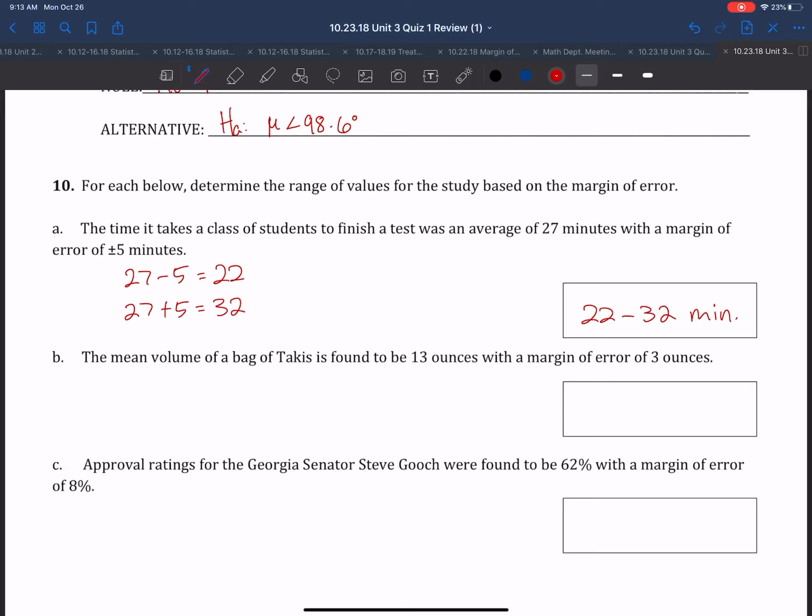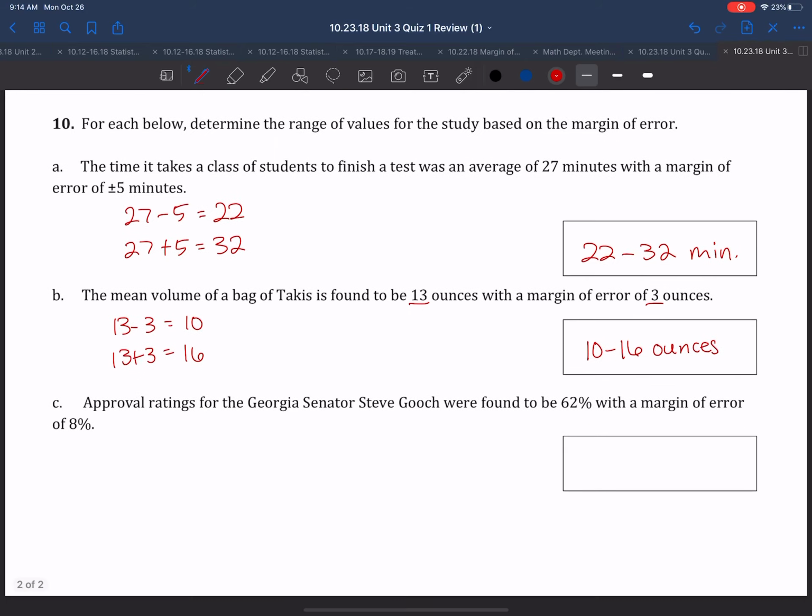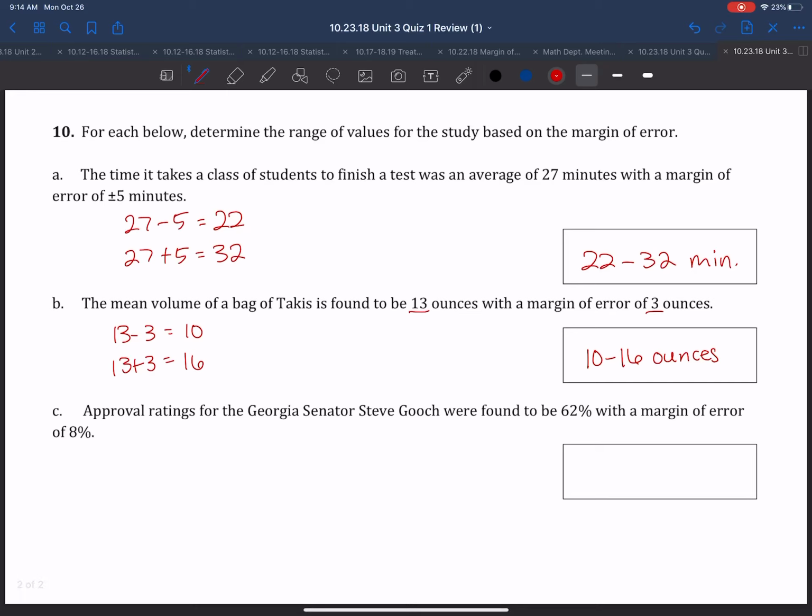Part B, the mean value of a bag of Takis is found to be 13 ounces with a margin of error of 3. So 13 plus or minus 3. So 13 minus 3 and 13 plus 3. So we're going to have somewhere between 10 and 16. So we're at 10 to 16 ounces. And then part C, approval ratings for the Georgia Senator Steve Gooch were found to be 62% with a margin of error of 8%. So 62 plus or minus 8. So 62 minus 8 and 62 plus 8. So we're going to have somewhere between 54 and 70%.